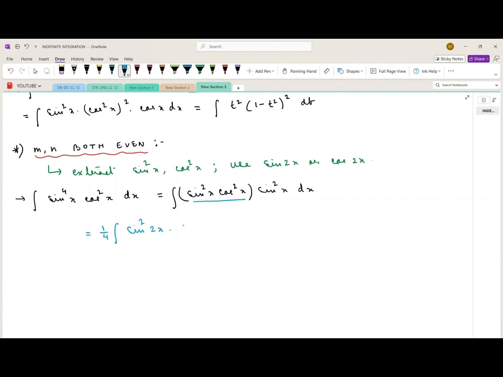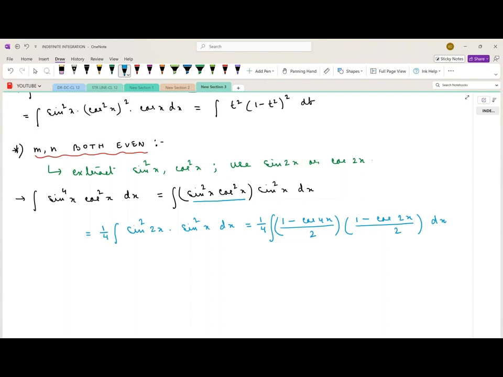And this sine square x remains as it is. Now use the multiple angle formula that you have. So sine square 2x is 1 minus cos 4x by 2. And sine square x is 1 minus cos 2x by 2. So you get the idea what to do. So this is how you tackle when both the powers are even but not equal.